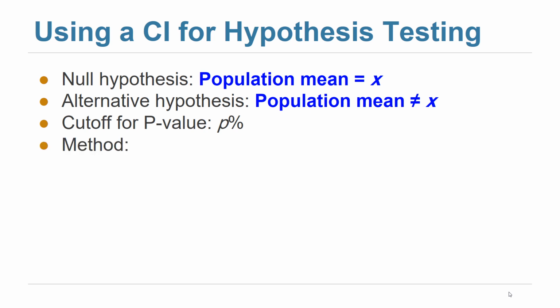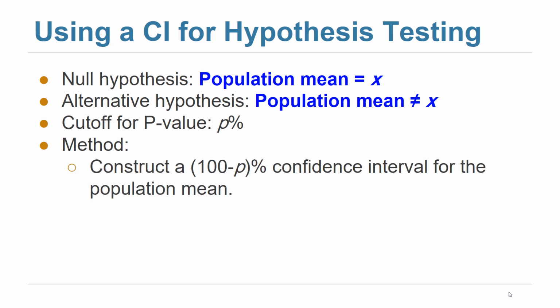Here is how the confidence interval can be used for hypothesis testing. We will compute a 100 minus p% confidence interval. So if p is 5, then we will construct a 95% confidence interval for the population mean using the bootstrap method. Okay, and how did we get 95? It is 100 minus p, which is the significance level or the p-value cutoff. So if p is 5, then we will compute a 95% confidence interval. If p is 1%, then we will compute a 99% confidence interval.